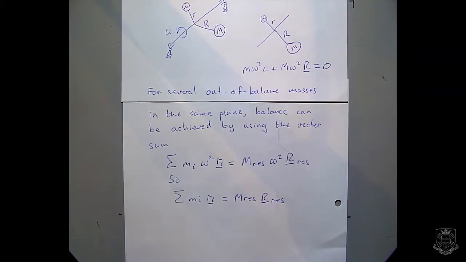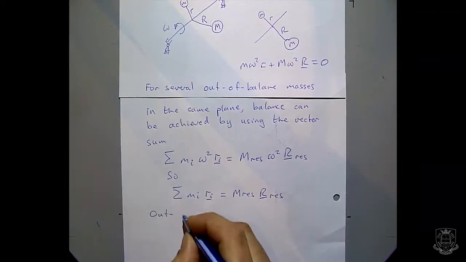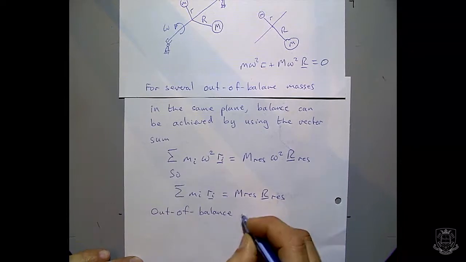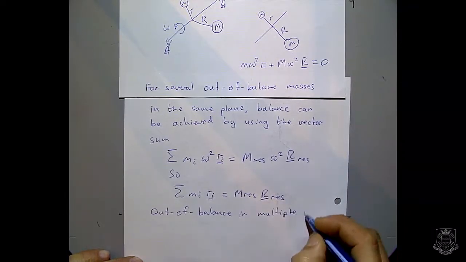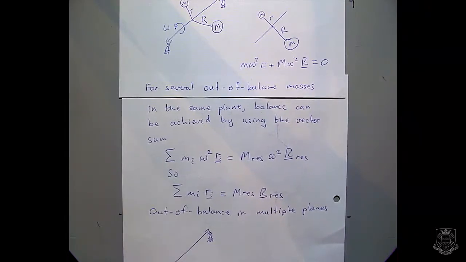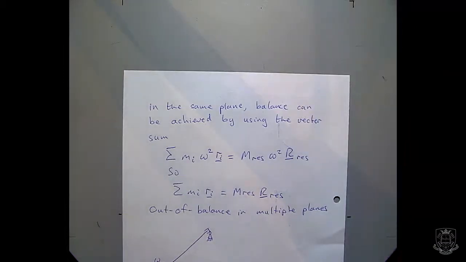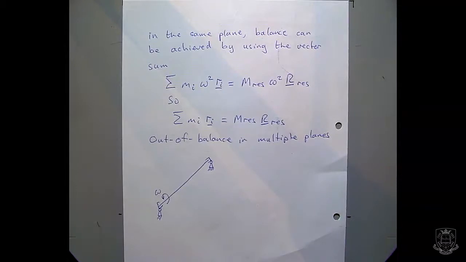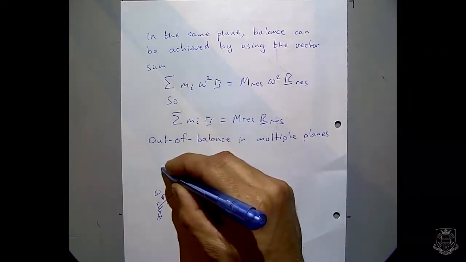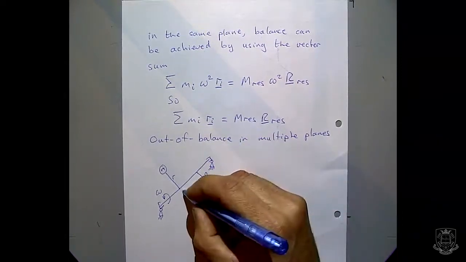But now let's think about if we have masses that aren't in the same plane. We've got several different planes on the shaft. So this is out of balance in multiple planes. Same setup as before, shaft with constant angular velocity omega. But now we're going to have masses which are in different planes, offset along the distance along the shaft. So in this case we're going to have small m, small r, and big M, big R, like this, and they are separated by a distance d.